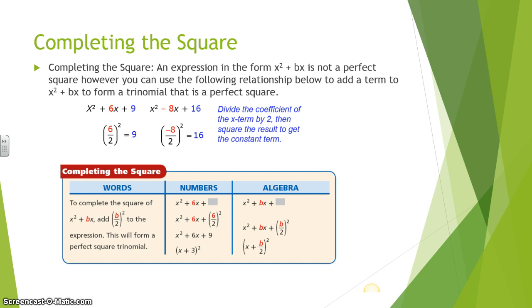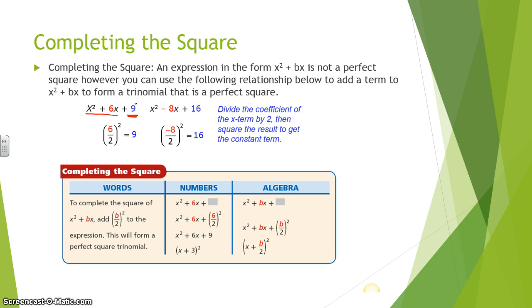So if you look here, what we have is x squared plus 6x plus 9. And we have x squared minus 8x plus 16. What they did is they originally just had this x squared plus 6x, and to finish this off by working with completing the square, they divide the coefficient of the x term by 2, and then they square the result to get the blue value here.